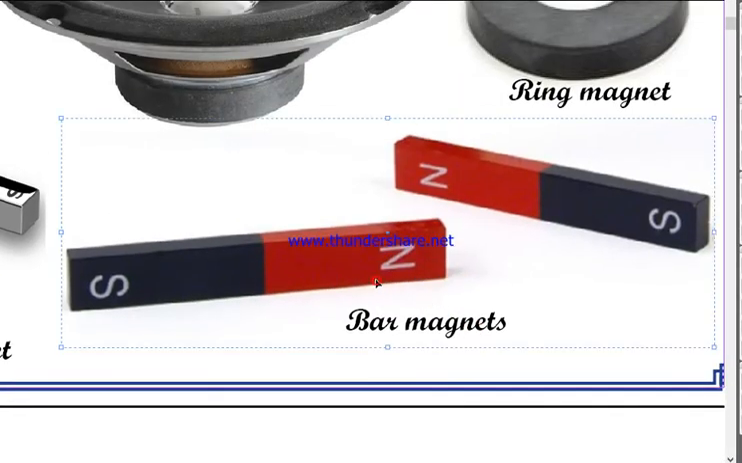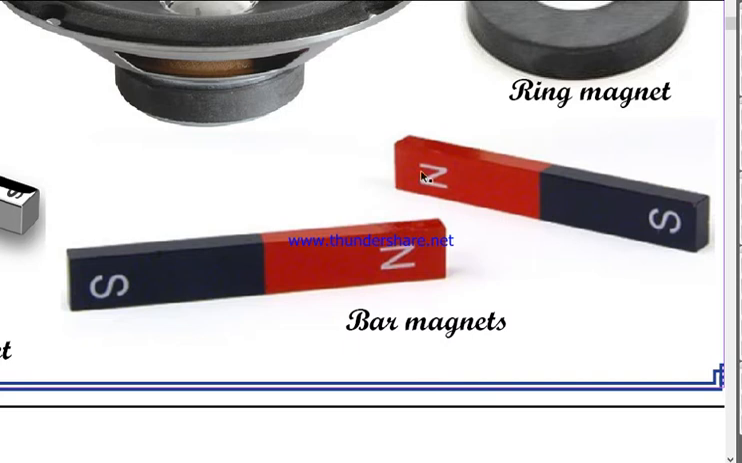Horseshoe magnet. And the most common one, this is the most common magnet of all, isn't it? And you all know about this. It is a bar magnet.